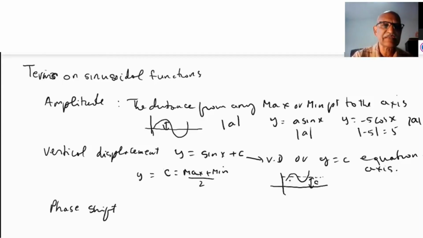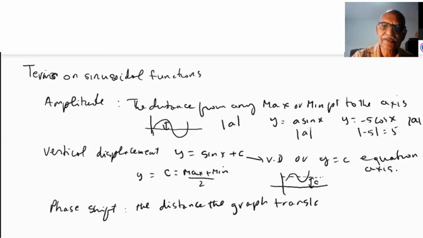Okay, phase shift. Phase shift is the distance the graph is translated horizontally.